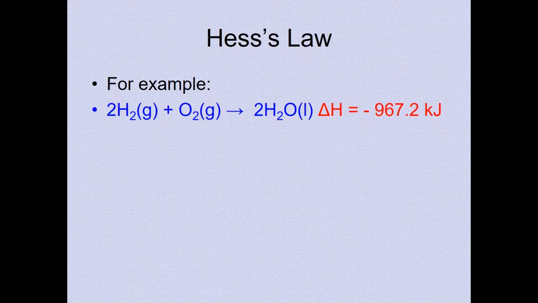So let's look at an example together. The formula 2H2 plus O2 produces 2H2O, that equation we balanced at the beginning of the video, has a known delta H value of negative 967.2 kilojoules.